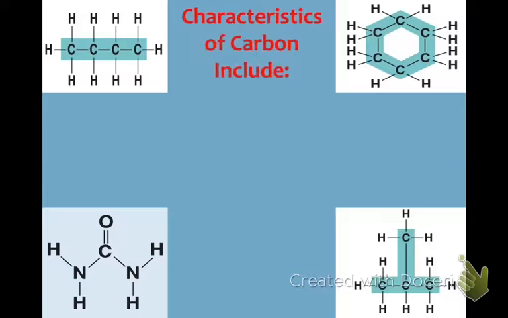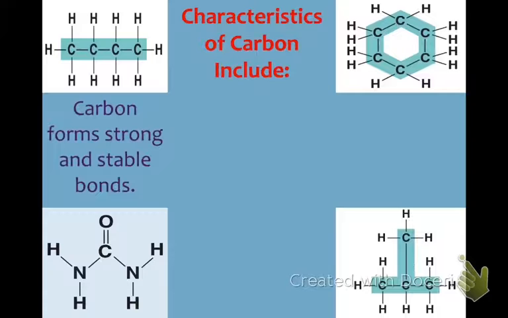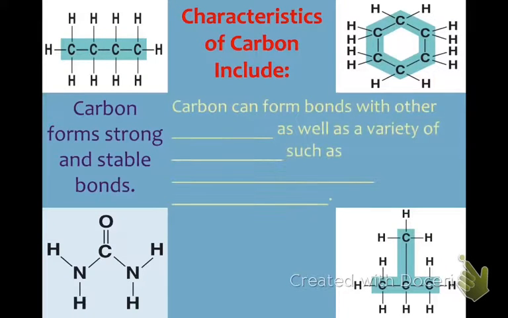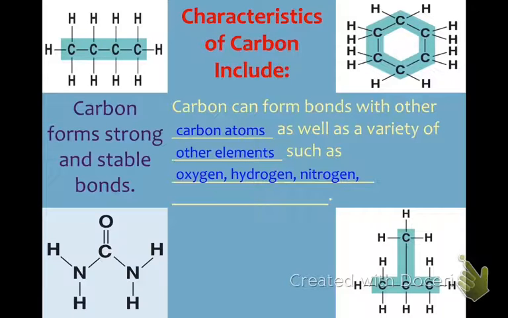All right, so characteristics of carbon include the fact that it forms strong and stable bonds. Okay, carbon forms bonds with other carbon atoms, as well as a variety of other elements, such as oxygen, hydrogen, nitrogen, sulfur, and phosphorus. So when we're talking about these macromolecules or organic compounds, there's always the same elements that we see repeated over and over.